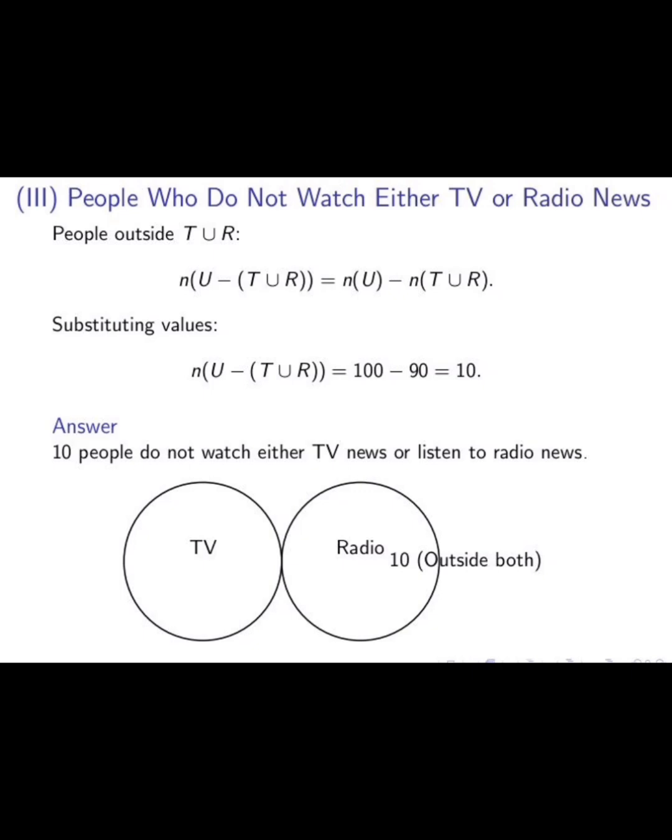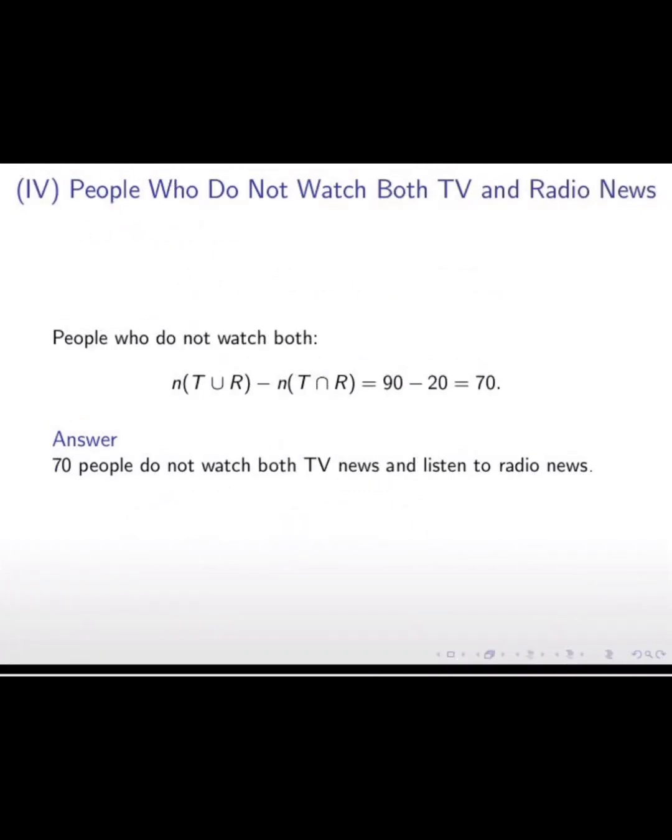So moving down to question number 4. So we have people who do not watch both of them. So people who do not watch both of them are simply those ones that we've already gotten before. The one that we've got in the intersection of those that did not watch and the union of those that did not watch. Are you getting it? So that's 90 minus 20, which is 70. So it simply means that 70 people do not watch both TV news and listen to radio news. So that's question number 4.